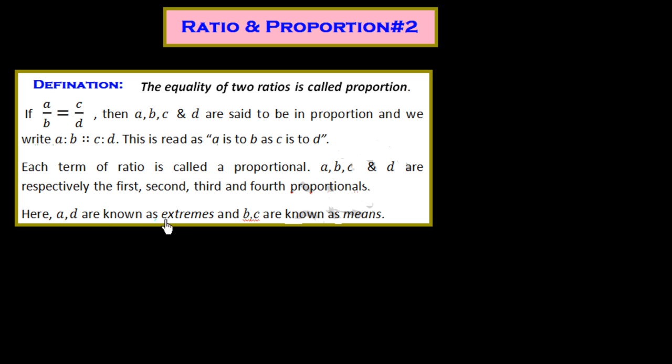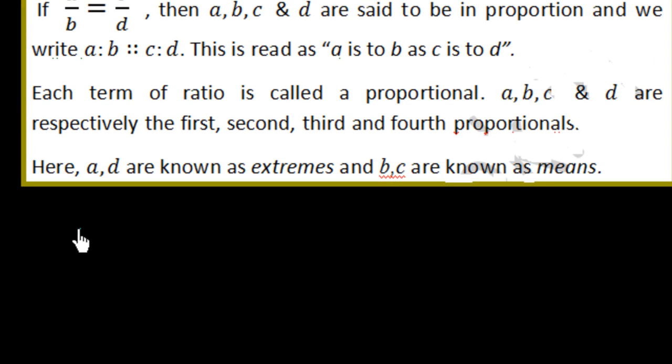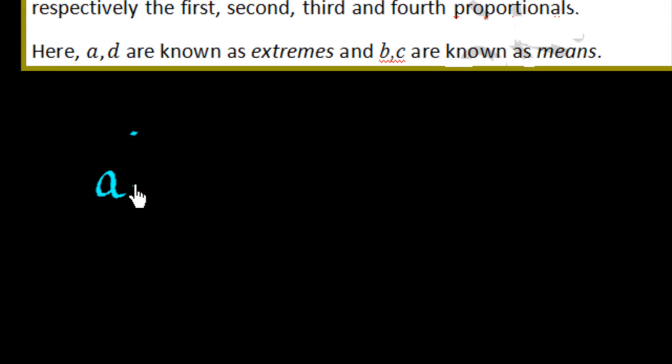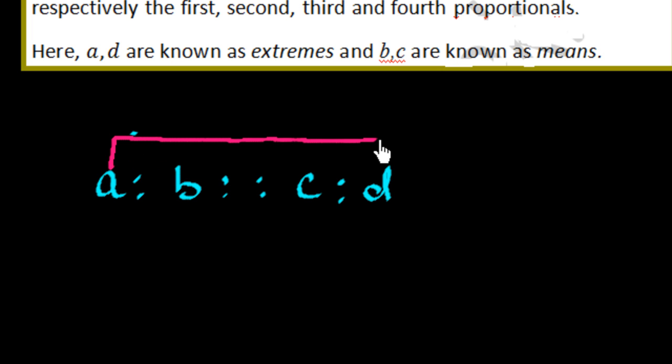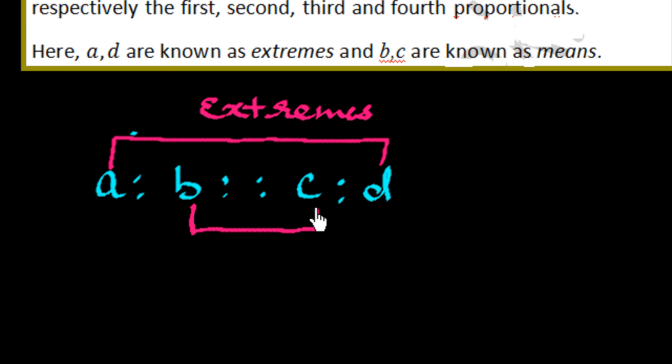Here A and D are known as extremes, so I explain you here. Now I explain this in detail. A is to B as C is to D. This we have a proportion, and in this proportion look at A and D are called extremes, and B and C are called means.